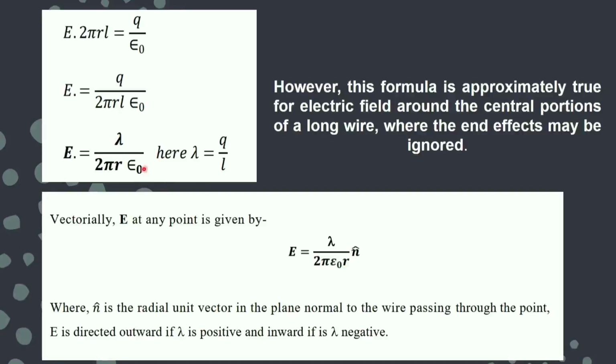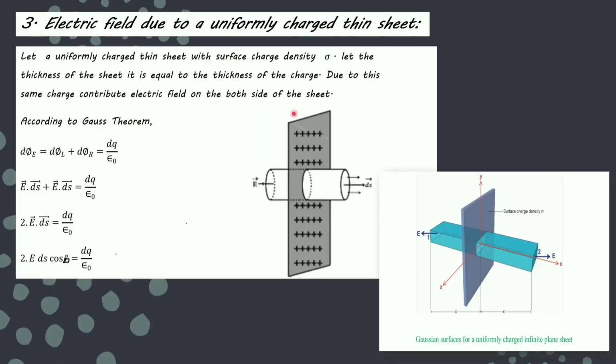Direction of the electric field will change only if I take the charge as positive or negative, and by taking the charge positive or negative, I am simply changing the value of lambda as positive or negative. So this was the expression for the electric field due to a line charge, which you have already done using Coulomb's law.